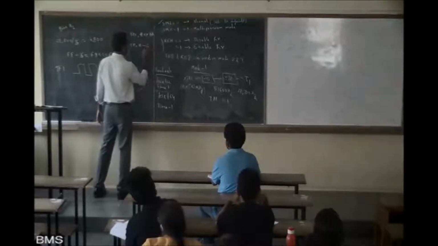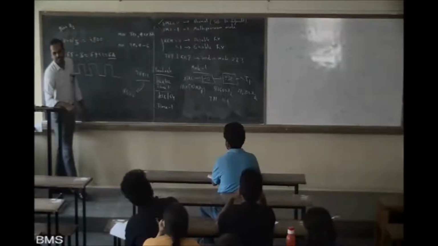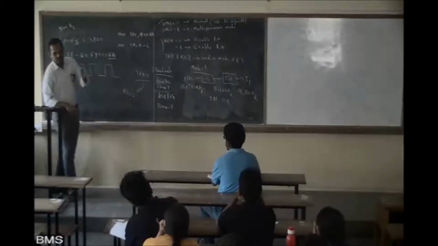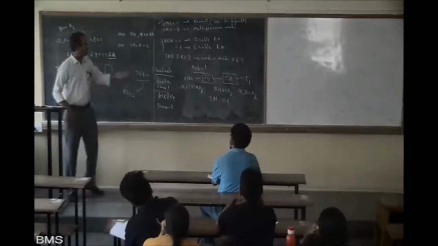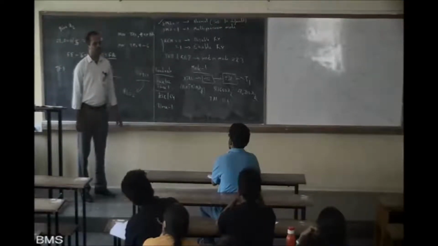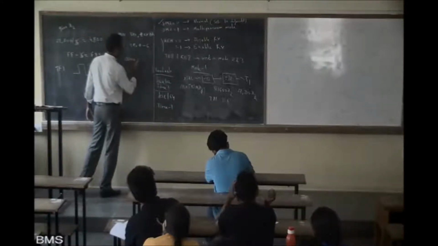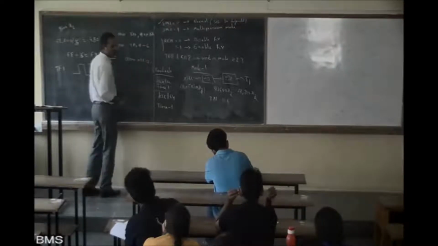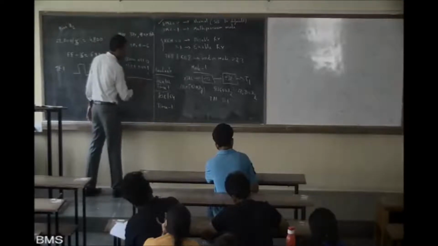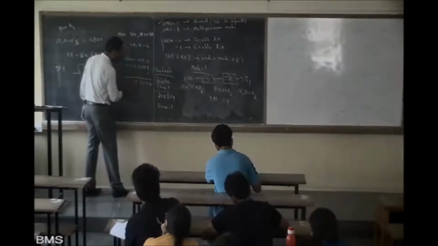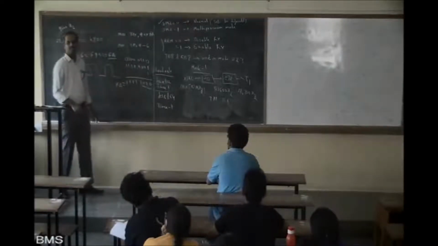minus 6. 6 minus 6, right? When you write minus 6, what happens? The 2's complement of minus 6 will be FA. Please check it quickly. 6 is 0000 0110. Complement is 1111 1001. Plus 1 is 1111 1010. This is F. This is A. Correct?